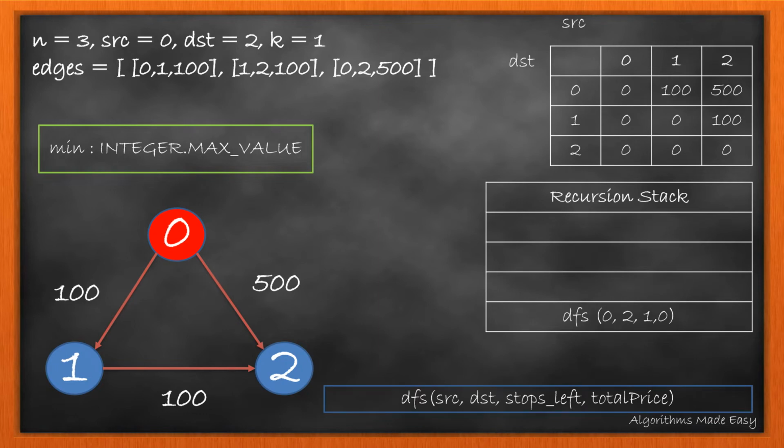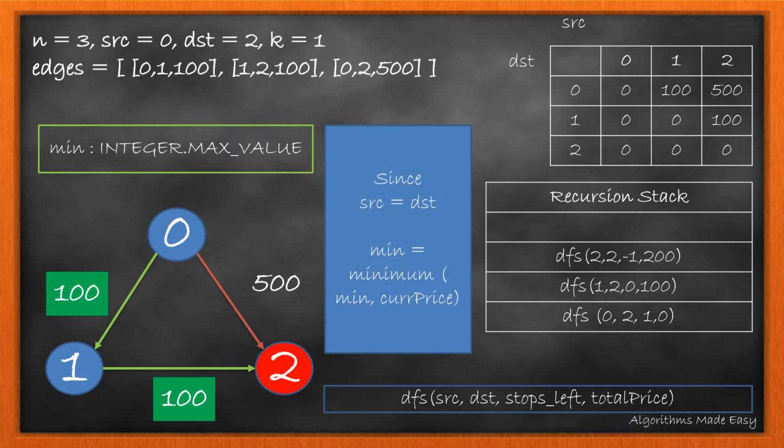As 0 is not equal to the destination and also k is not less than 0, we will find all the nodes we can reach from it. So we move to 1. And as its value in the adjacency matrix is greater than 0, we call the function with updated source as 1 and price as 100, while decrementing the stops. Now from 1, we can reach 2. As there is an edge 1, 2, we call our function with updated source as 2, price as 200 and decremented stop. Now as we can see the source and destination are equal, it invokes one of our exit conditions and hence we update the minimum.